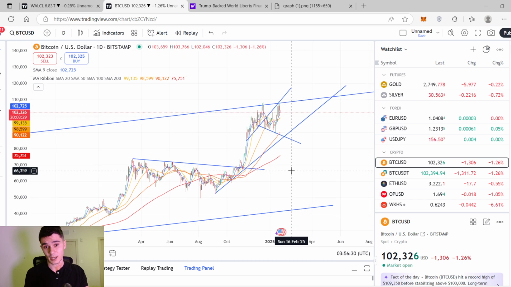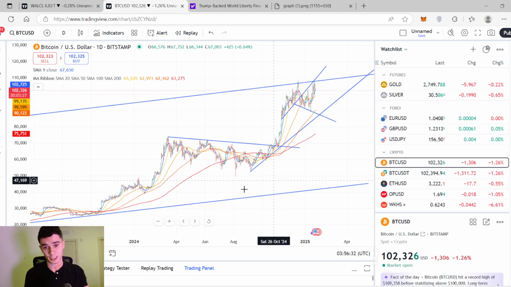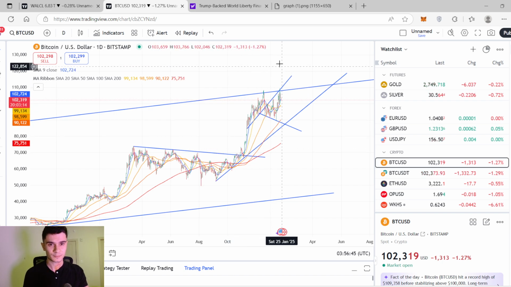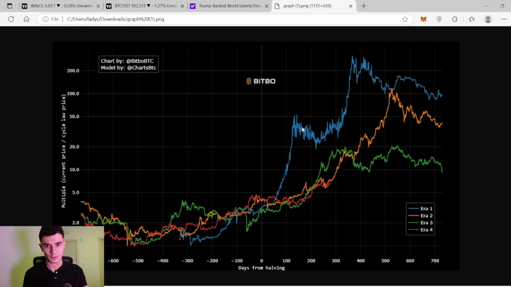However, I really don't think we're at the end of this bull cycle. Just recently, in October of last year, we were at 66K. So come on, guys. Yeah, we're good. So don't sweat it too much. So then let's go to this graph right here that I prepared for you.